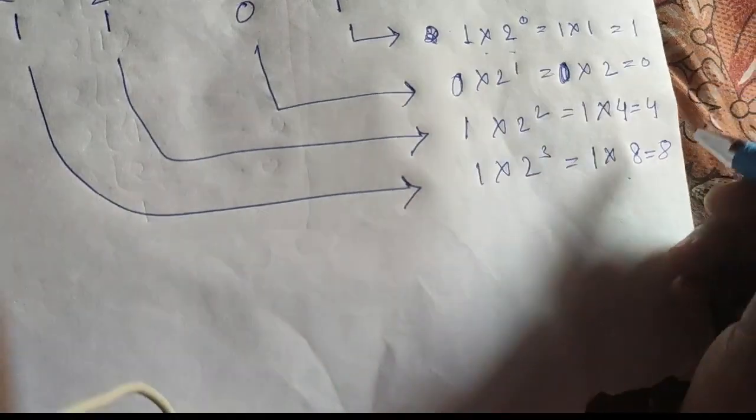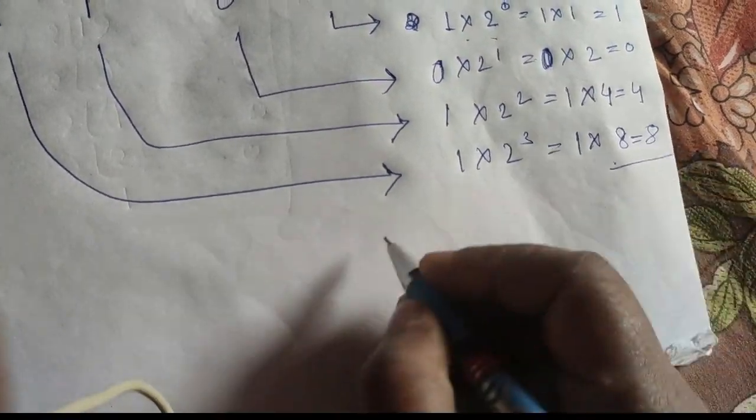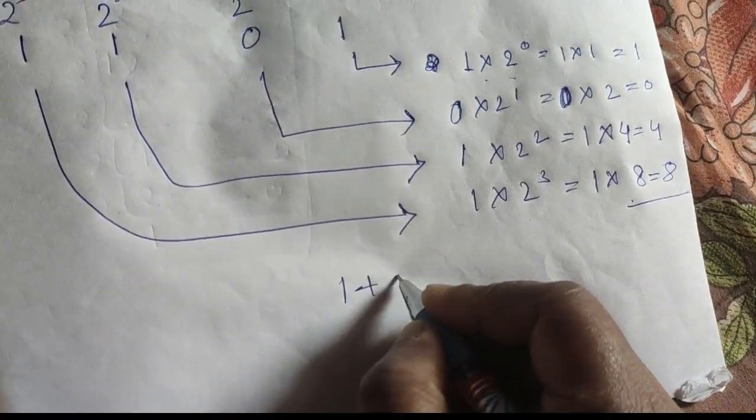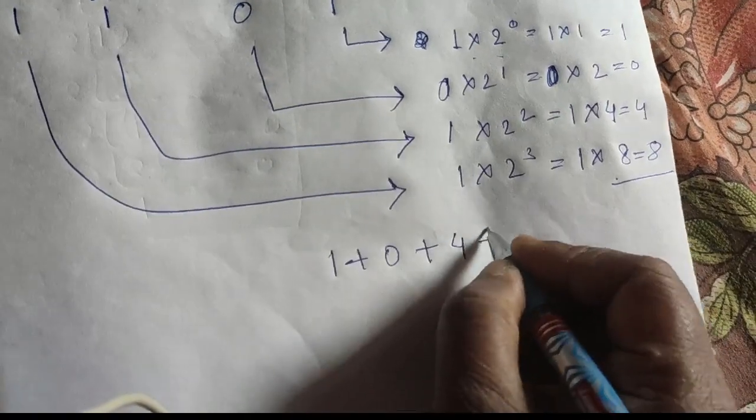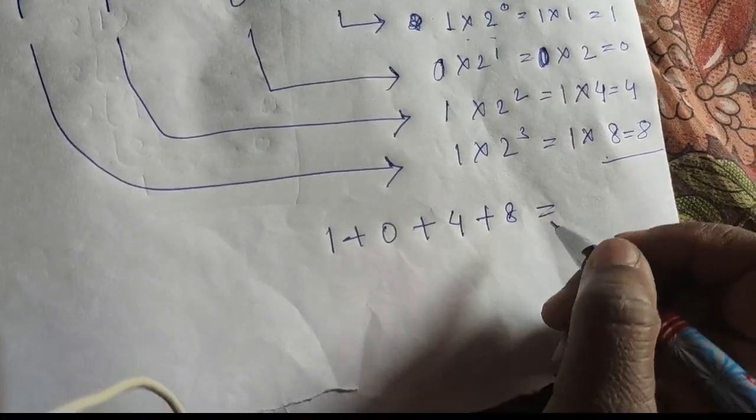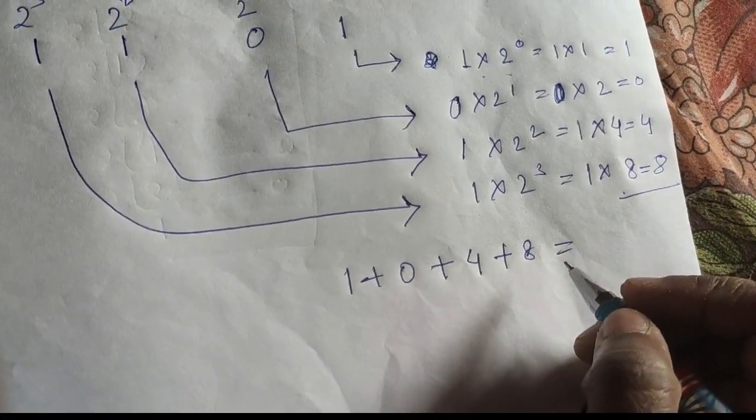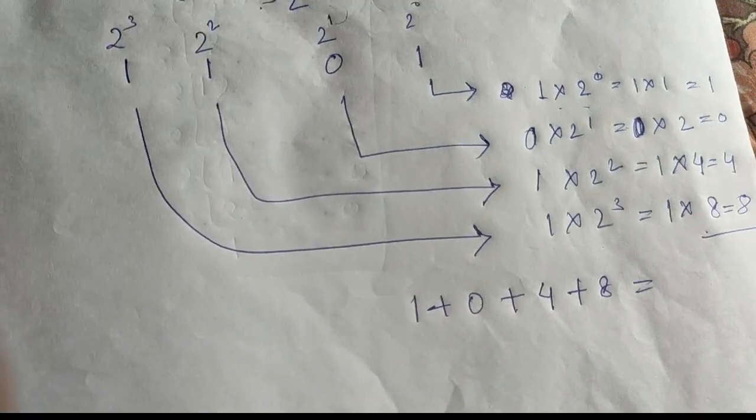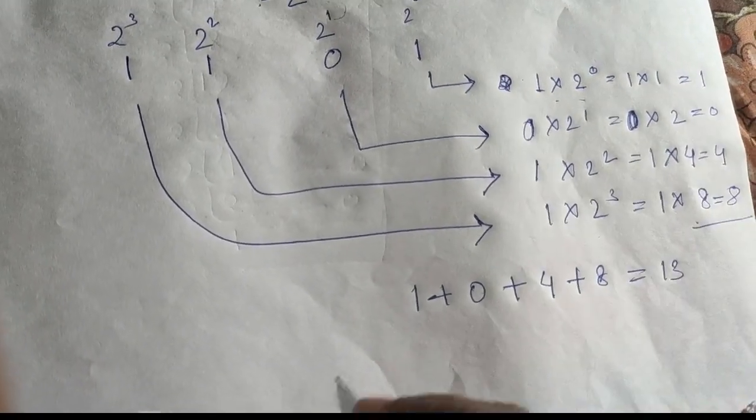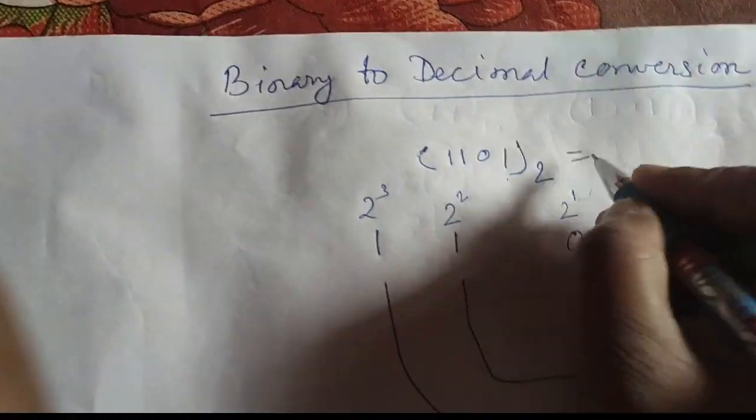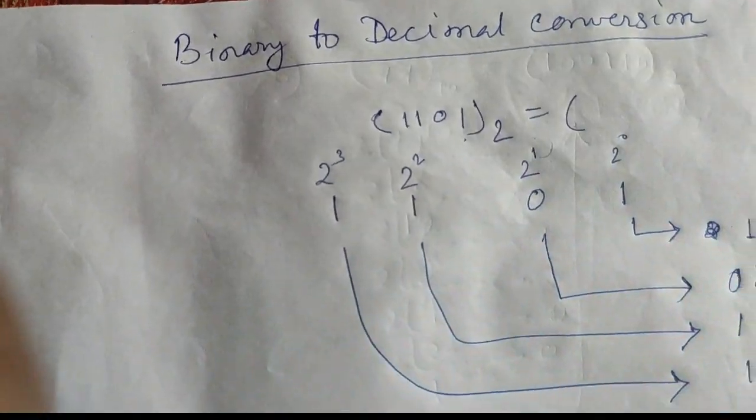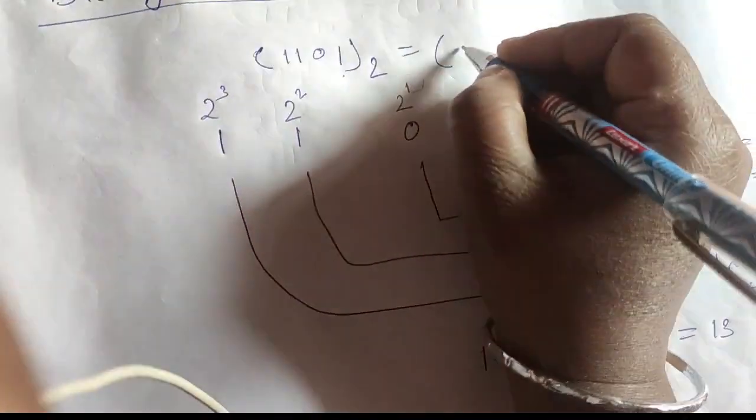Okay. Now we will add these numbers. 1 plus 0 plus 4 plus 8. That is equal to 4 plus 1, 5. 8 plus 5 is 13. So this binary number in the decimal number system is how much? 13.